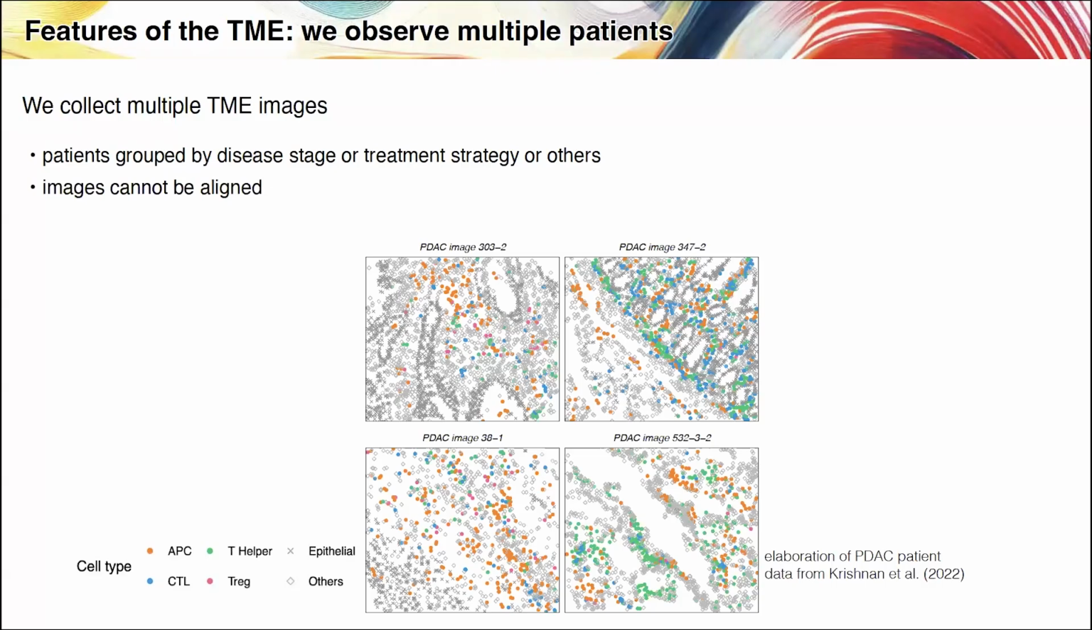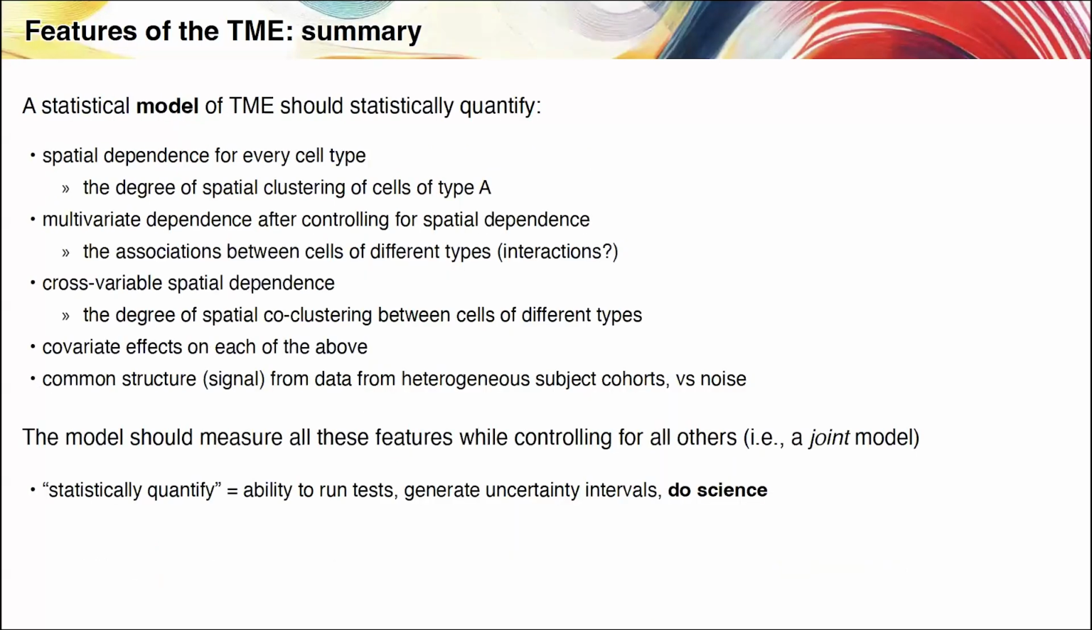But still, we may think that because all of these images are collected from patients with PDAC, some of the ways in which these cells organize with each other are similar. And maybe some of them are just related to noise or patient variability. So a statistical model should quantify all of these things, which are many, right?